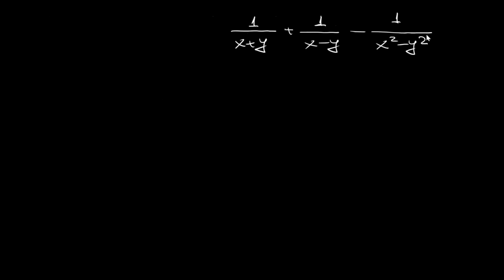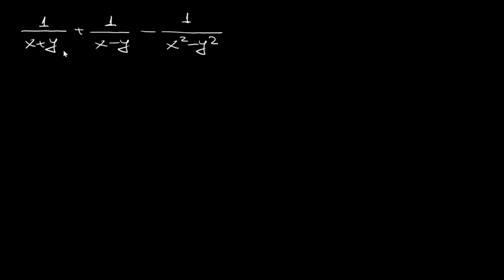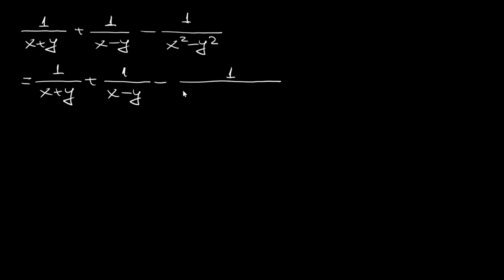Let's keep going. We have 1 over x plus y plus 1 over x minus y minus 1 over x squared minus y squared. So let's begin. We have the first two fractions, actually, they remain unchanged for now. 1 over x plus y plus 1 over x minus y. And we have minus 1 over x plus y times x minus y. Because x squared minus y squared equals x plus y times x minus y.